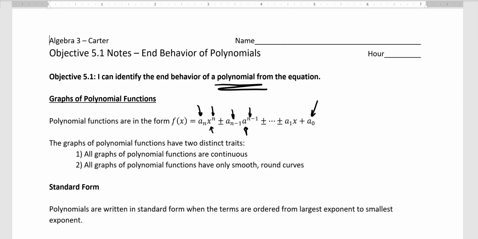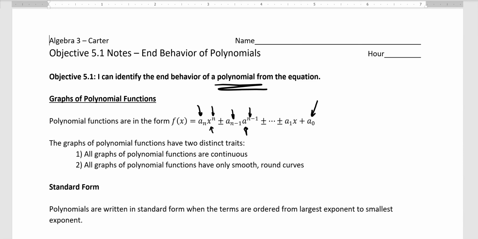Now, the graphs of polynomial functions have two really distinct traits. The first is that they're continuous. There's never going to be a gap or a space. They're going to continue from negative infinity to positive infinity. The second is that they only have smooth round curves. There's never going to be any sharp turns, like in an absolute value function. It's going to be a smooth round curve.